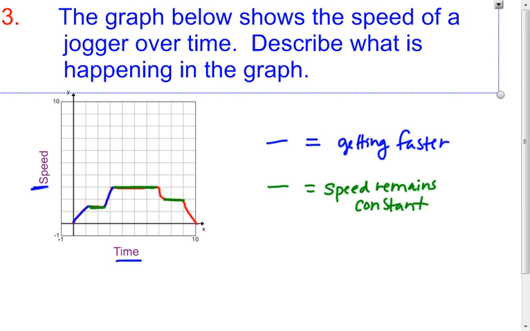And then, of course, in these sections right here, what's happening is the jogger is slowing down. Okay?